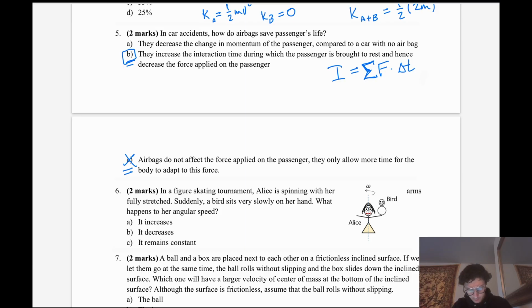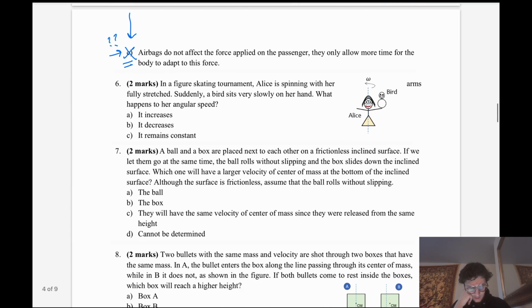Airbags do not affect the force applied to the passenger. They only allow for more time for the body. You know what? Now that I'm reading it, these two seem the same. Decrease the force applied to the passenger. Airbags do not affect the force applied to the passenger. They only allow more time for the body to adapt to this force. Oh man, maybe C. So I don't know, maybe C, but maybe B. I'm gonna circle B and then go back and think about C.